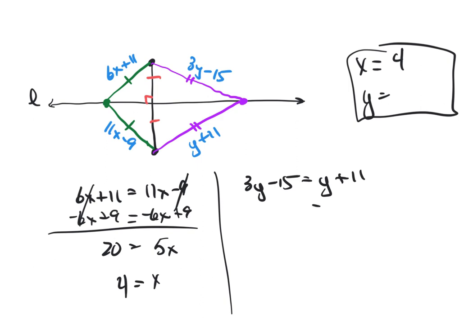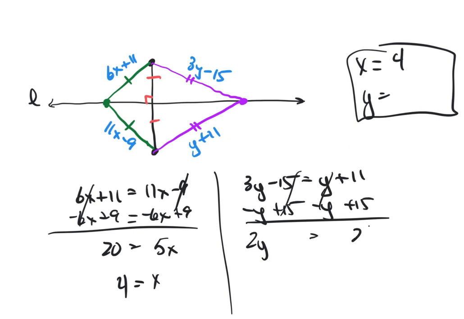And then to solve for y, move the variables one direction, I'll go left, numbers the other way. And divide both sides by 2, so y is going to be equal to 13. Okay? So hopefully that's not going to be too bad for everybody.